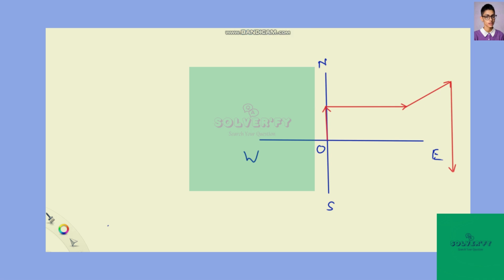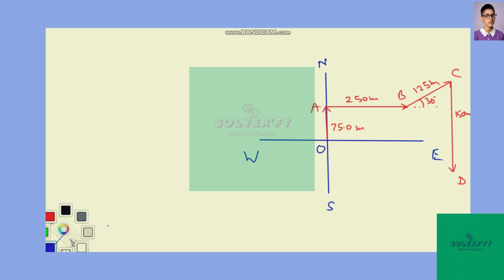So this is O to A, then A to B, then B to C, and this is C to D. And this direction is given as 30 degree. The distances are 75.0 meter, 250 meter, 125 meter, and finally 150 meter.